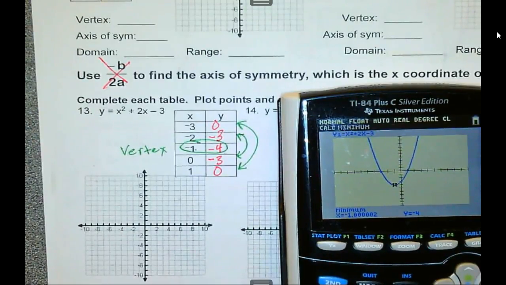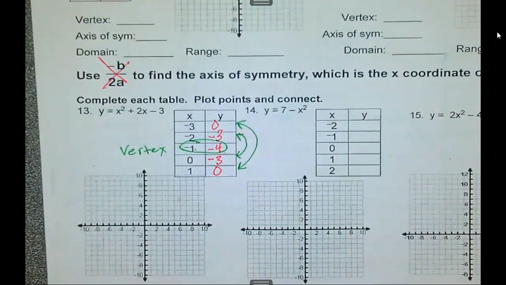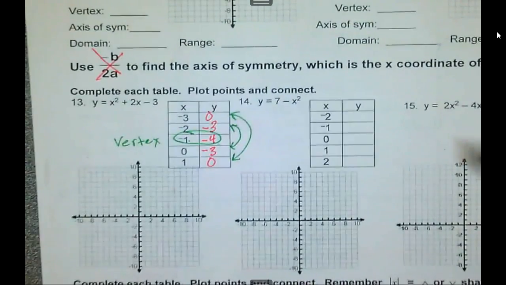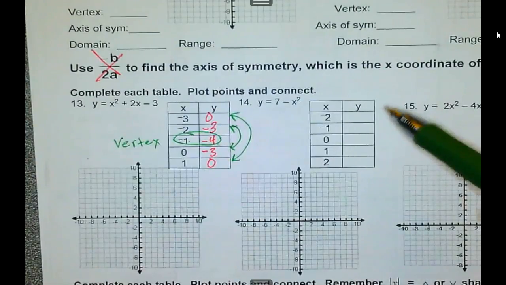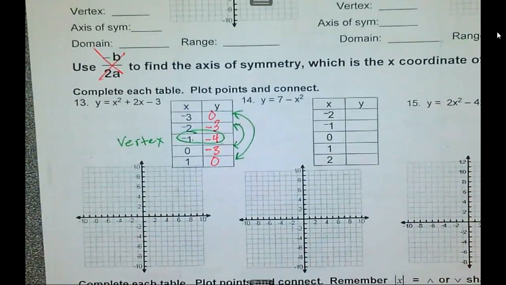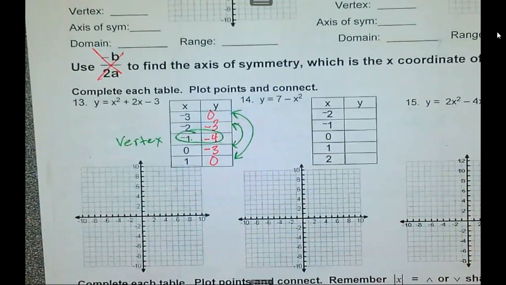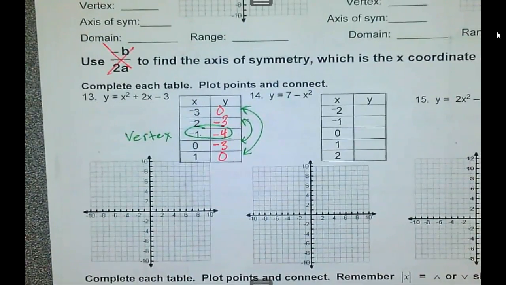Now this problem happens to be easy because we were able to read it off the chart. Guess what some of these problems are going to have? Yeah, decimals. So your number's not going to be in the T-chart. So you're going to have to do left bound, right bound for some of these. Be careful.